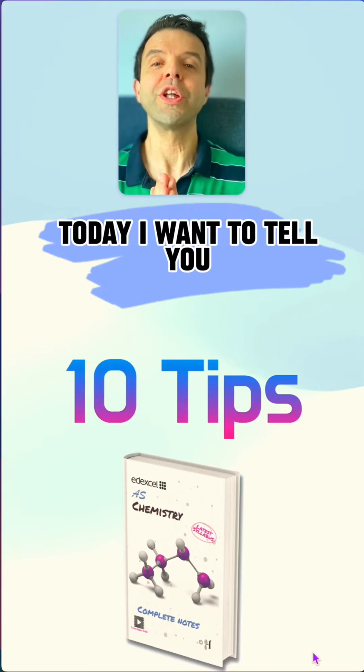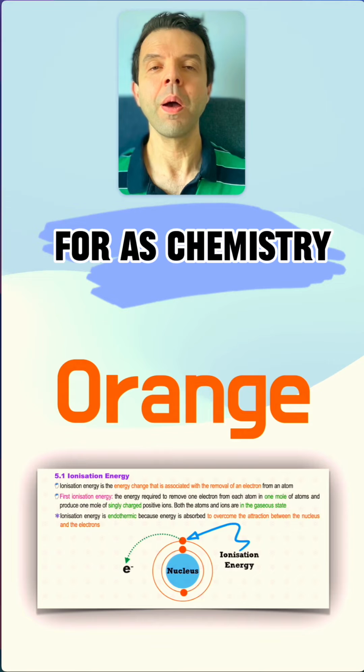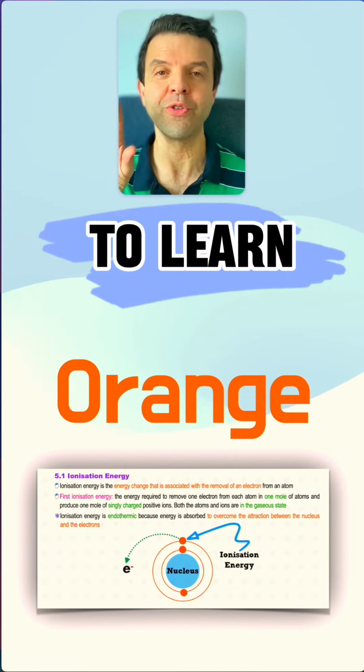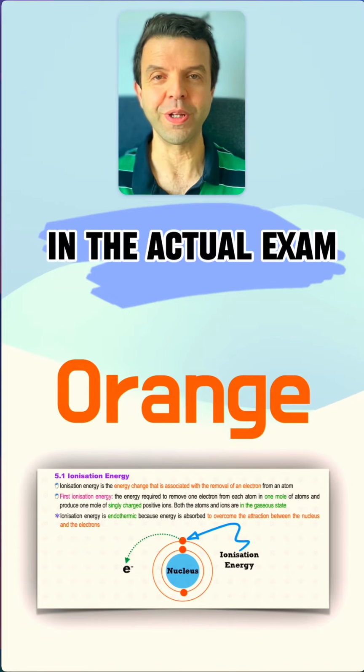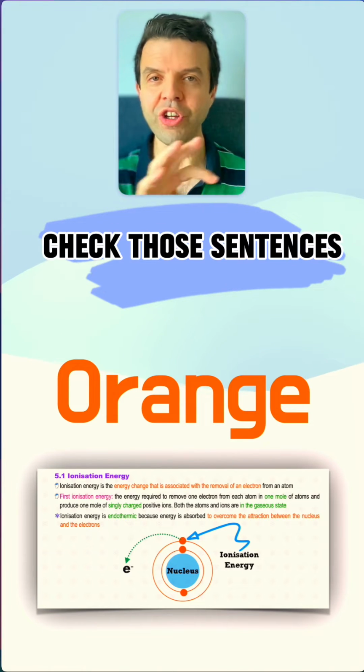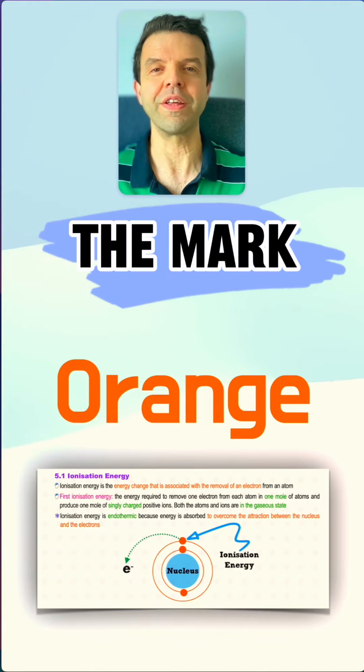Hello everyone, today I want to tell you 10 tips on how to use the complete notes for AS chemistry. My number one tip here is to learn the mark scheme points. Those are the ones that will score you the marks in the actual exam. So while reading, check those sentences written in orange. These are the ones that would score you the mark in the actual exam.